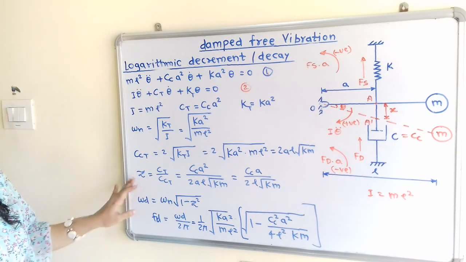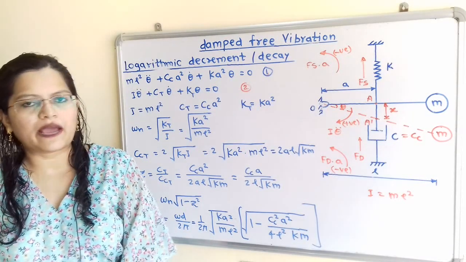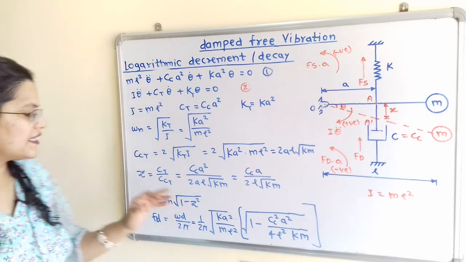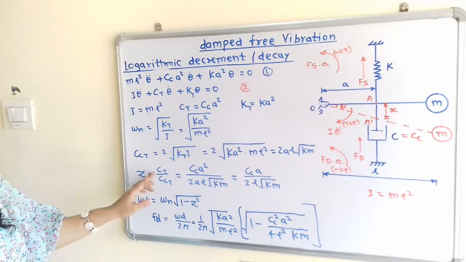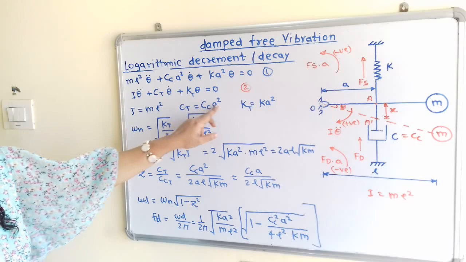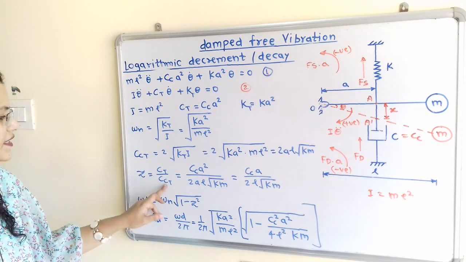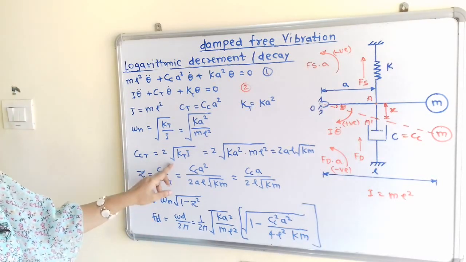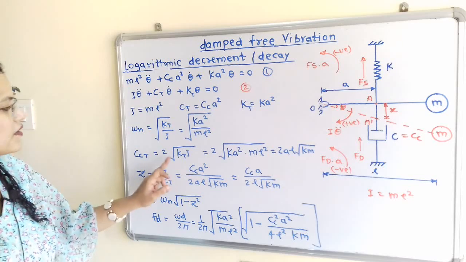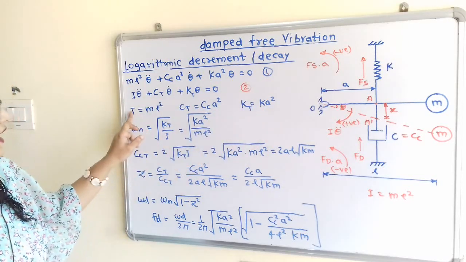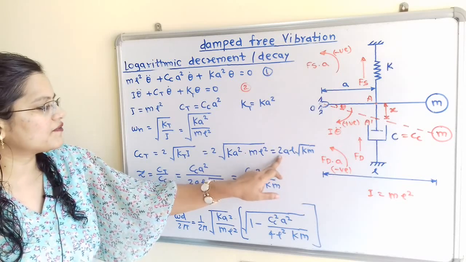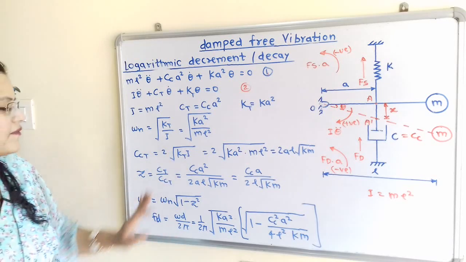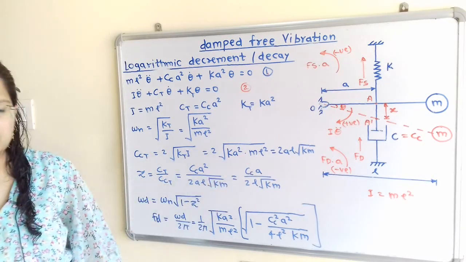Now we will find out what is the value of zeta, that is the damping ratio. So for the torsional system, we know that zeta is equal to ct divided by cct. Now what is this ct? So ct is cc into a square. But what about the critical damping coefficient for the torsional system? So we have formula 2 under root of kt I. So 2 under root of kt, that is k a square, and I, that is ml square. So if we simplify here, we will get 2 a l under root of km. So again we will simplify here, a is getting cancelled.